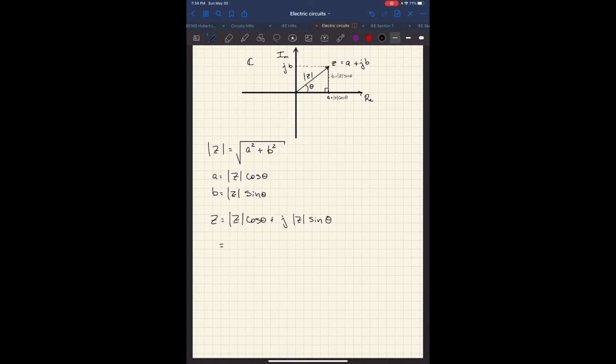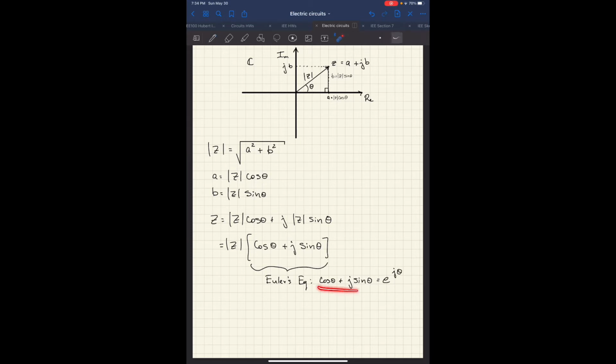So z, common factor, I can take that out. And I'm left with, in parentheses, cosine theta plus j sine theta. And this equation here has a name. It's called Euler's equation. I'm not expecting you to know what this equation is, so I'm just going to give it to you. Euler's equation is cosine of theta plus j sine of theta equals e to the j theta.